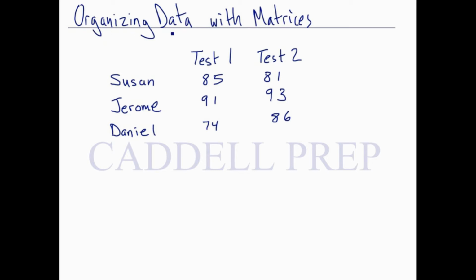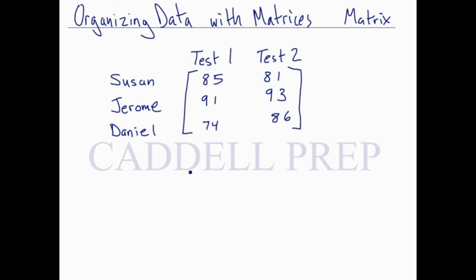Let's look at organizing data with matrices. So first, let's go over what a matrix is. A matrix is just really an array of data. If we look at this table, we have 3 different students and 2 different tests and their associated grades. A matrix would just take this data and arrange it like this.